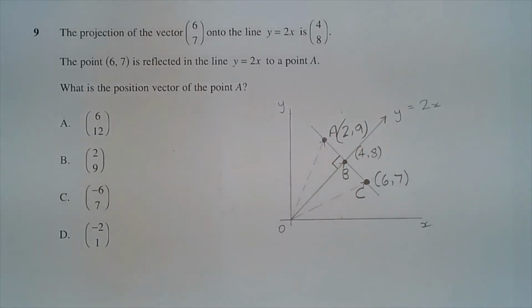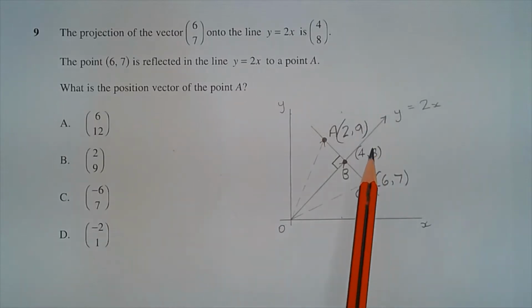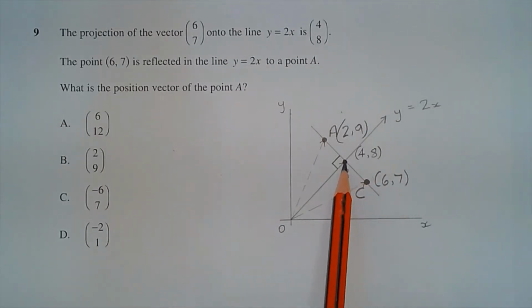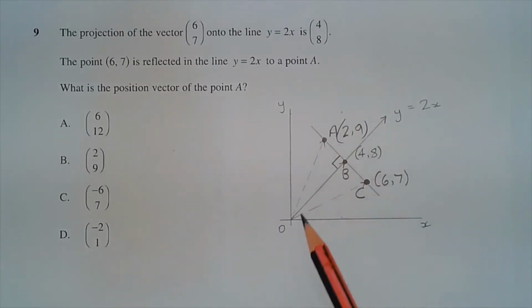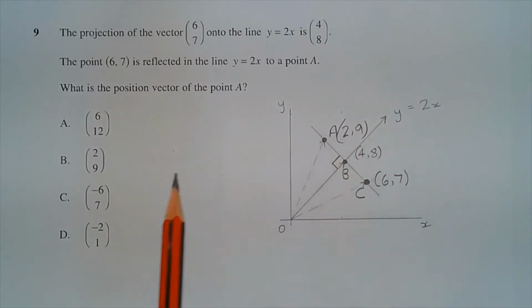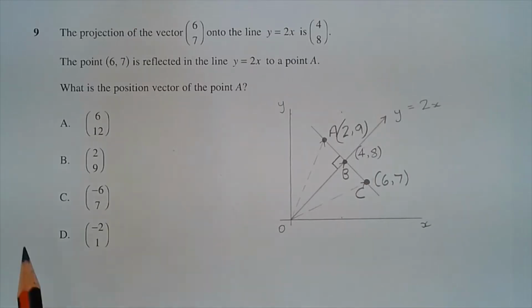Looking at it from the vertical direction, the vertical distance from point C to point B is 1 unit, so 7 to 8, which means that the vertical distance from point B to point A is equal to the vertical distance from point C to point B. So adding 1 to 8, that equals 9. So the coordinates of point A are (2, 9), which means the vector that joins the origin to point A is 2i plus 9j. Therefore, the answer is option B.